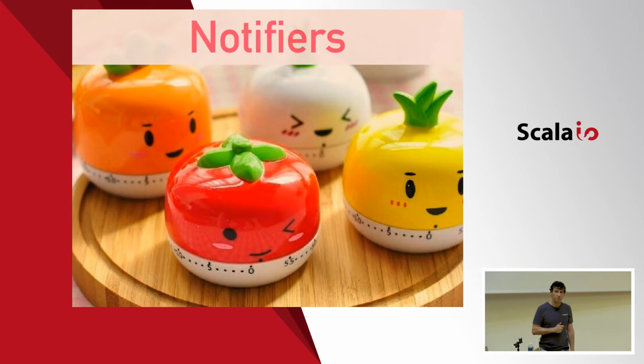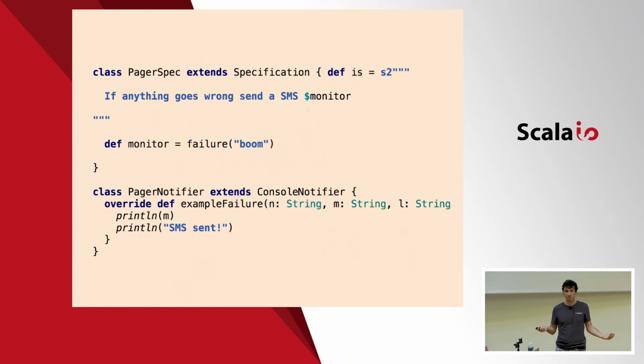And another way to get some information out of Specs2 is to use notifiers. So this is, for example, how it is integrated with IntelliJ. A notifier is just a simple interface that is like a listener. So every time there's a failure, in that case, we say, oh, please send an SMS. That's what's going to happen.